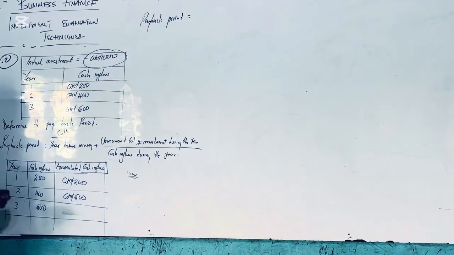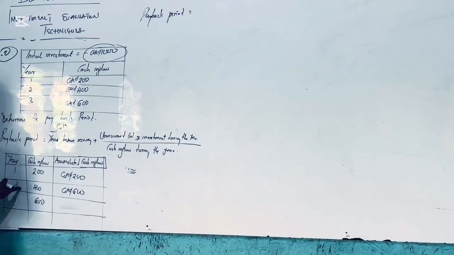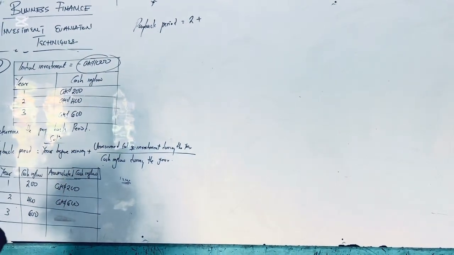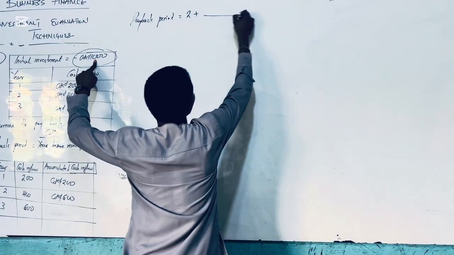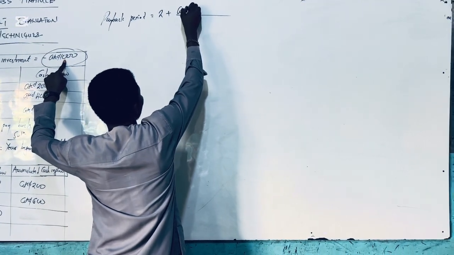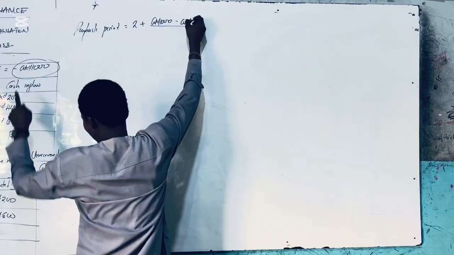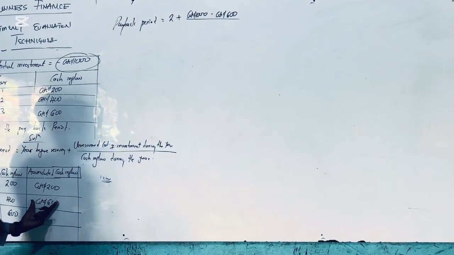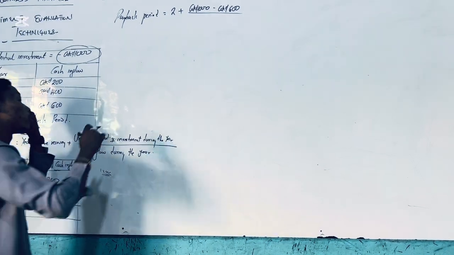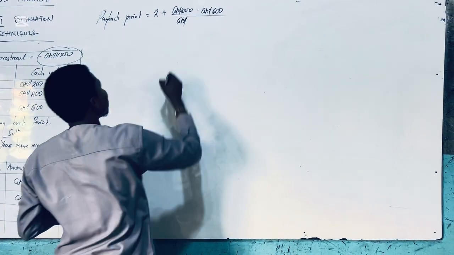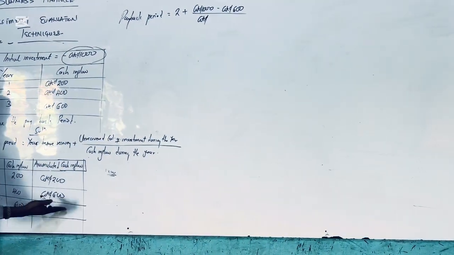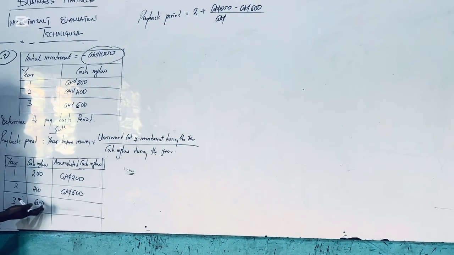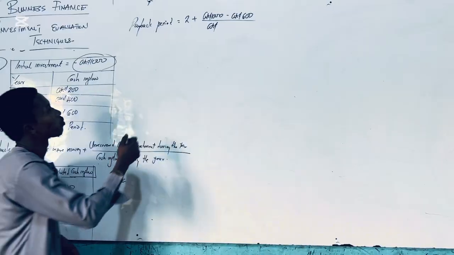That is why we say our payback period is going to be a year before recovery. So we've been able to recover year 1 and year 2, so it's going to be 2 plus unrecovered cost. Remember, the unrecovered cost is your initial cost of investment, which is 1,000, minus 600. This is the amount we have recovered so far. Then we divide by the cash inflow during that year. We are looking at year 3, so during that year, that is this 600.